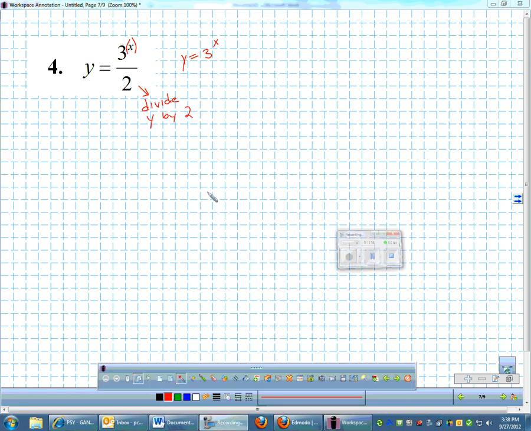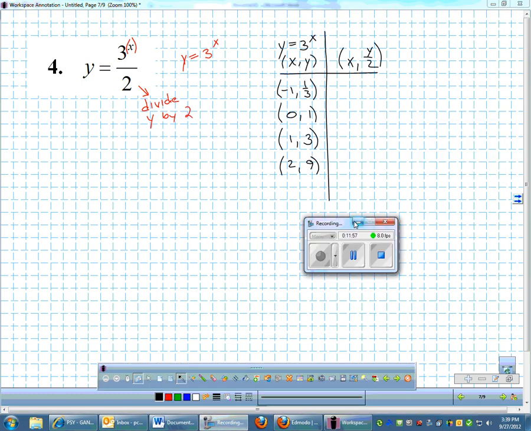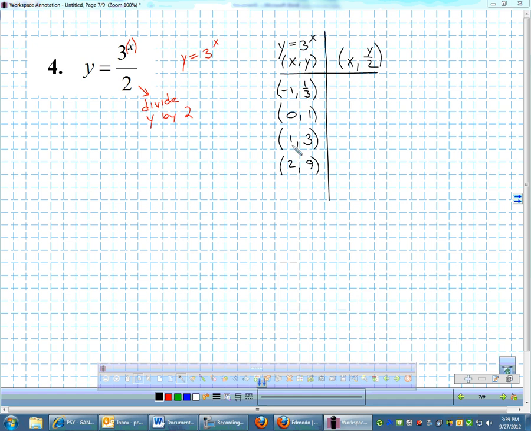So I'm going to do the same thing. I'm going to create that table for 3 to the x, the same one. I'm just plugging in points. 3 to the negative 1 is 1/3. 3 to the 0 is 1. And we are now going to divide my y-coordinates by 2. So that's what I have here. X-coordinates are going to stay the same. So negative 1, 1/3 divided by 2. Remember your rules? 1/3 divided by 2 is the same thing as 1/3 times 1/2, which is 1/6.